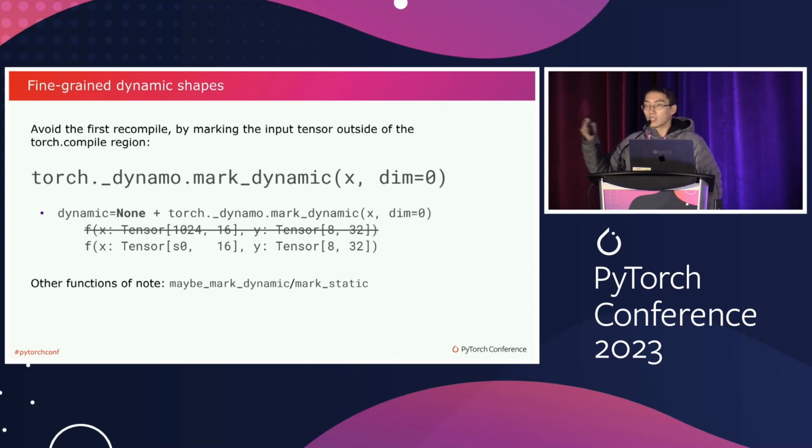Conversely, you can also use mark static to force a dimension to be static, which is helpful in that case where you know there's only 3 sizes and you want to have a copy of the graph for each size.